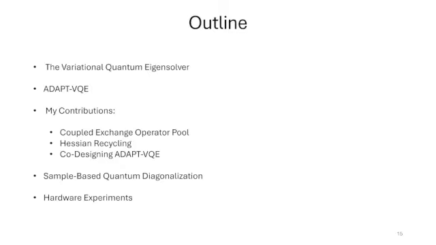Now that we're done with this background part, here's a brief outline of the topics that I will discuss in terms of the algorithms. I'll start with the variational quantum eigensolver. I will follow with an adaptive version of this algorithm, and then I'll talk about my contributions. This is a particular operator pool for ADAPT-VQE called the coupled exchange operator pool. Hessian recycling, that's a strategy to streamline optimization, and a co-design version of ADAPT-VQE that tailors the algorithm to a particular architecture. And finally, I will talk about sample-based quantum diagonalization and some hardware experiments that we did.